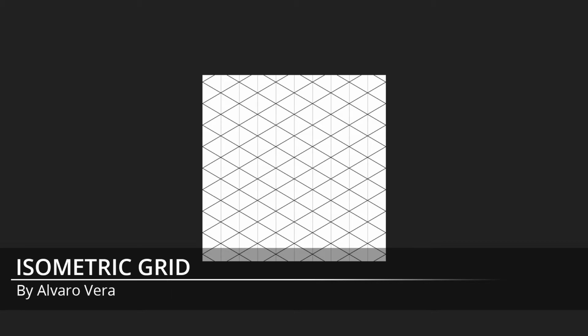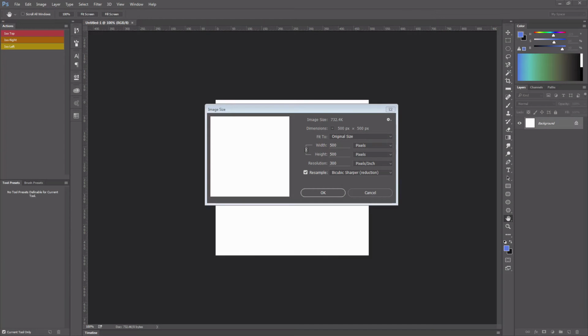Well, the first thing you need to do is create a new canvas. For the canvas, I select 500 pixels by 500 pixels to make it something simple and easy to move.